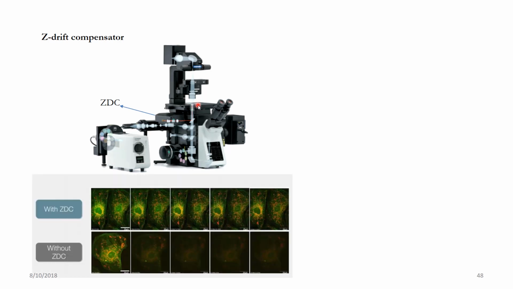What is a Z-drift compensator, ZDC? Suppose you want to image a sample for quite long, like hours and hours or days or weeks. Then it is going to drift as a function of time, because the temperature in the room might change and the sample might drift. And this is how it goes out of focus without the Z-drift compensation, but with ZDC on you can actually prevent the sample from going out of focus.